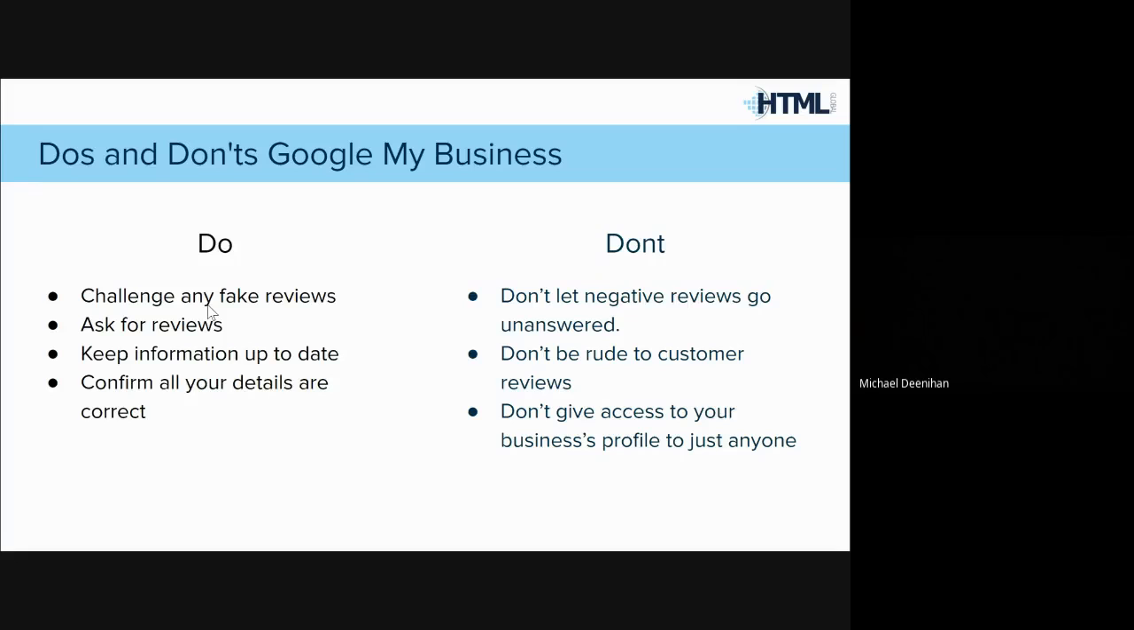Keep your information up to date. Like I said before, I've seen business names incorrect, phone numbers change all the time. Maybe you were linking to a different page on your website, and that page is no longer there. So now the link is dead. Just keep your information up to date. And then confirm all your details are correct. Again, it's kind of in the same wheelhouse, but honestly, those two are the biggest killers on Google My Business, is just not being engaged, not having the information on there, and then not confirming your details.